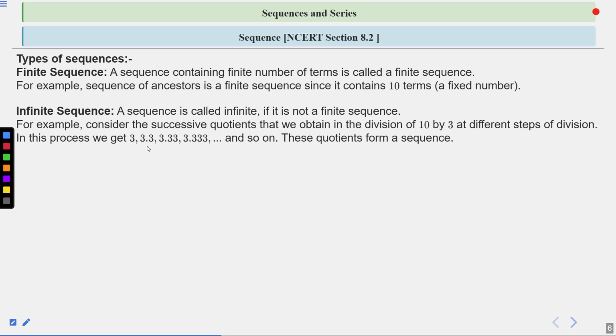Example. Suppose you are dividing 10 by 3. Now, using the long division method, the steps of division will be what? First you will get 3, and then 3.3, then 3.33, then 3.333, and so on. The steps are never going to end. Yes. So what we have here is an infinite sequence in which the number of terms goes on. Simple.